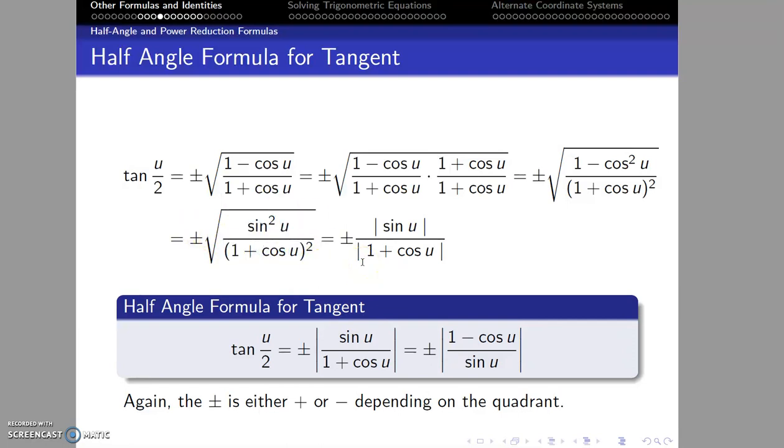So if you want to do the half angle formula for tangent, you take the sine of that angle, divide that by 1 plus the cosine of that angle, make whatever that thing is come out to be positive, and then finally affix the right sign, plus or minus, depending on what quadrant u over 2 is in. Or equivalently, that form right there. That's how you do it.